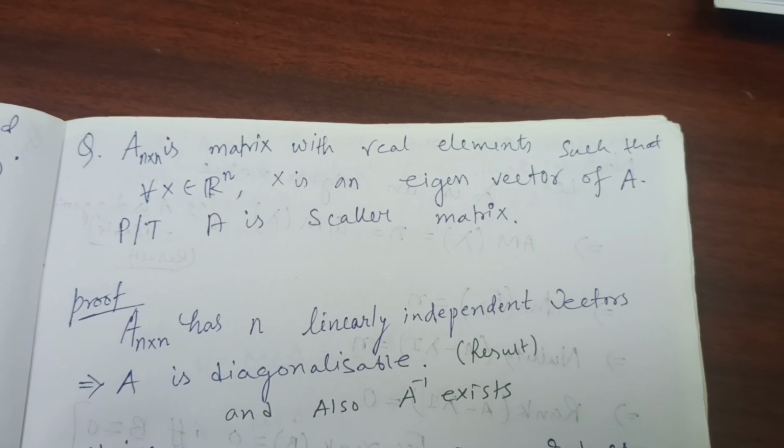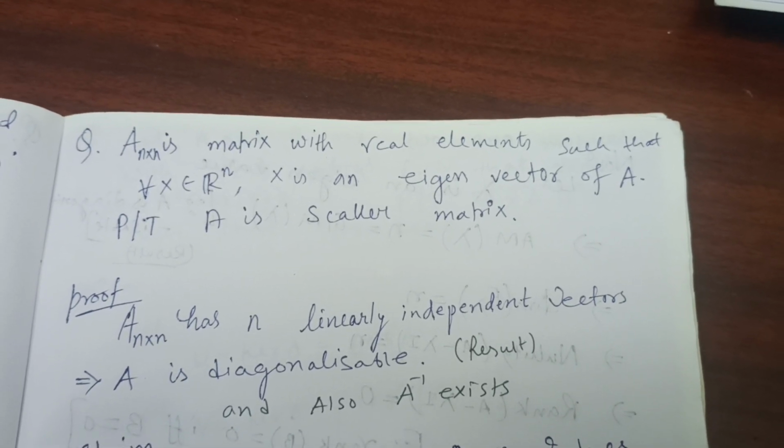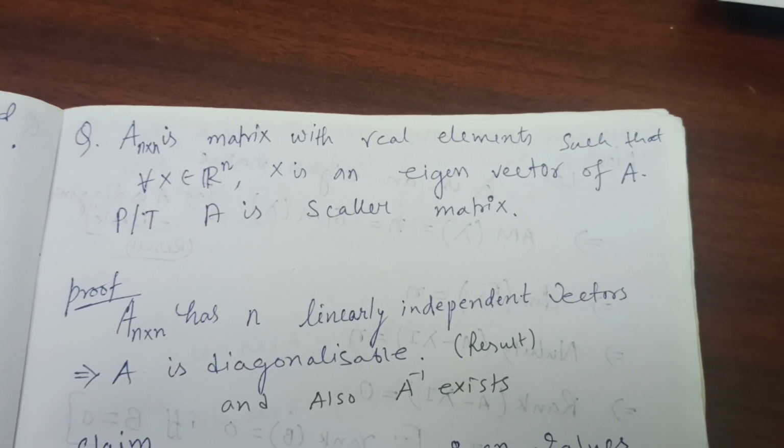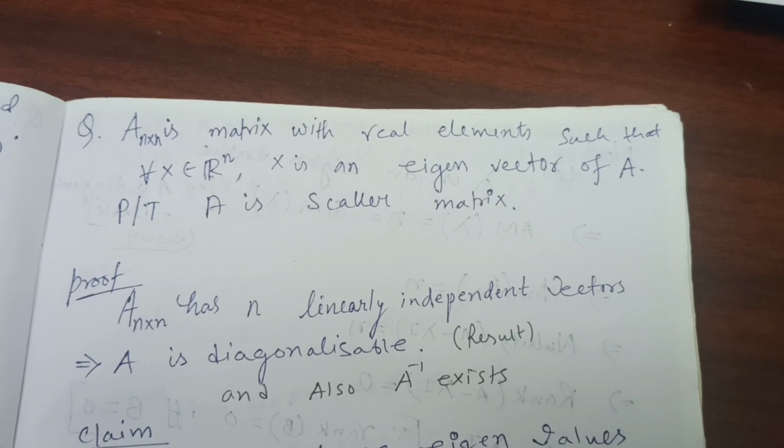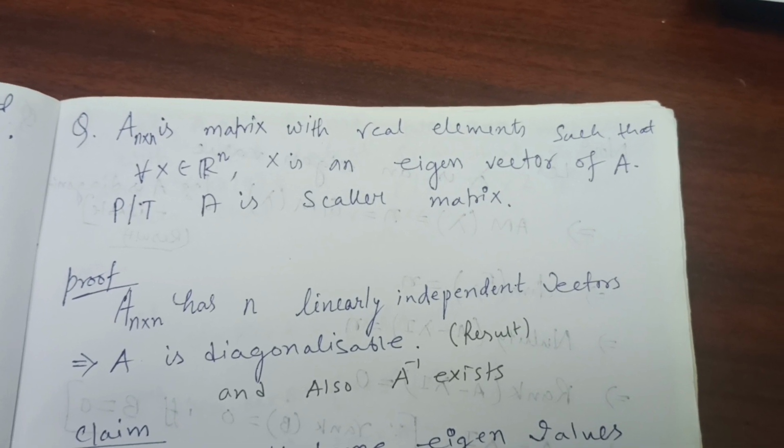So the question is, A is an n cross n matrix with real entries such that for all x belonging to R^n, x is an eigenvector of A. You have to prove that A is a scalar matrix.